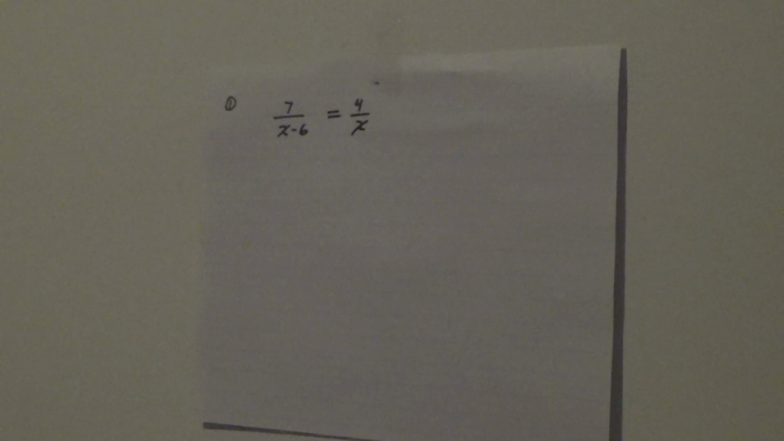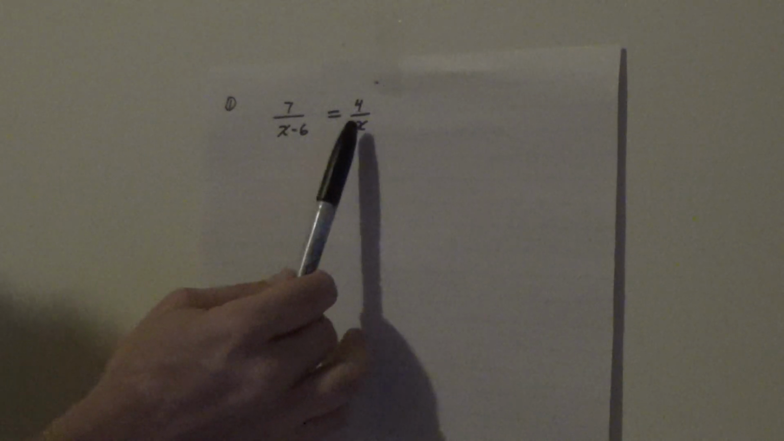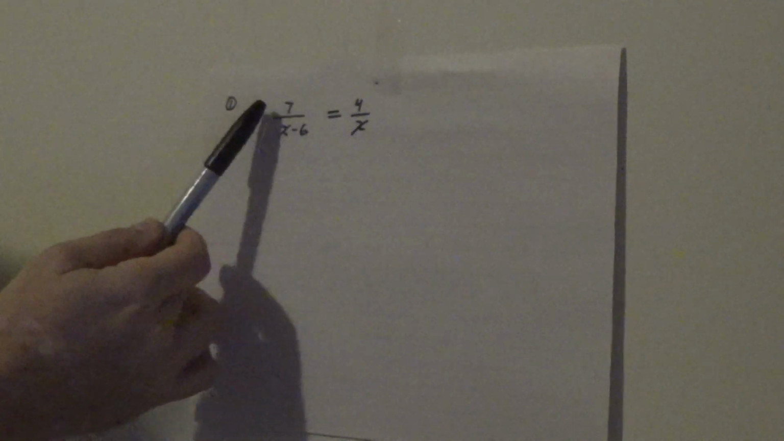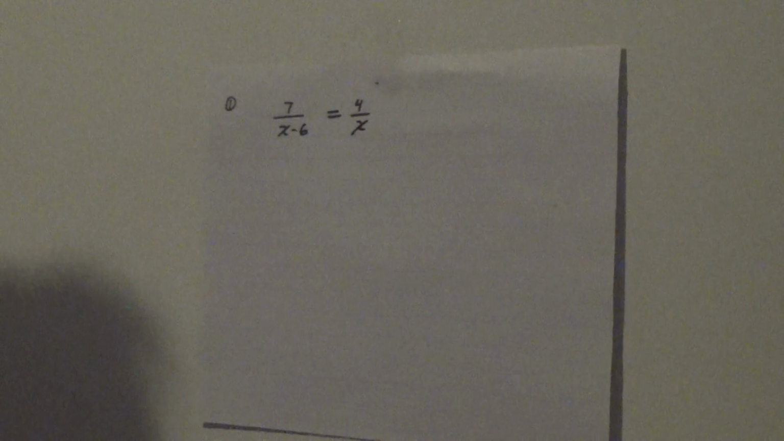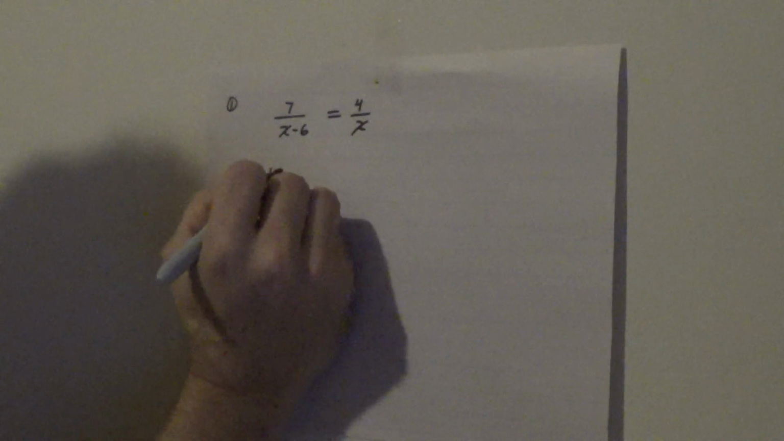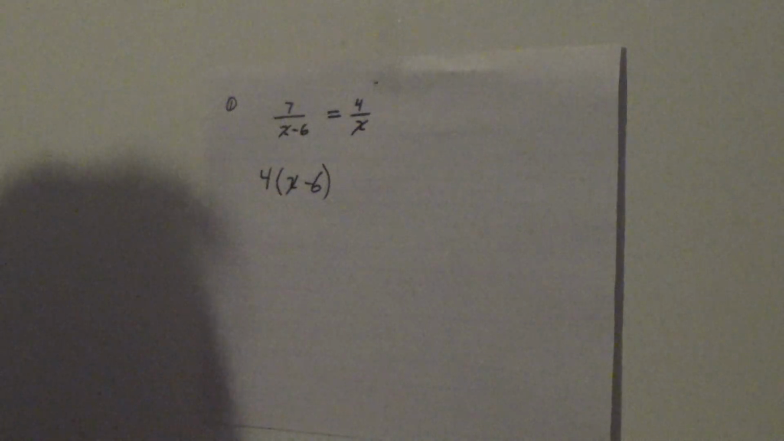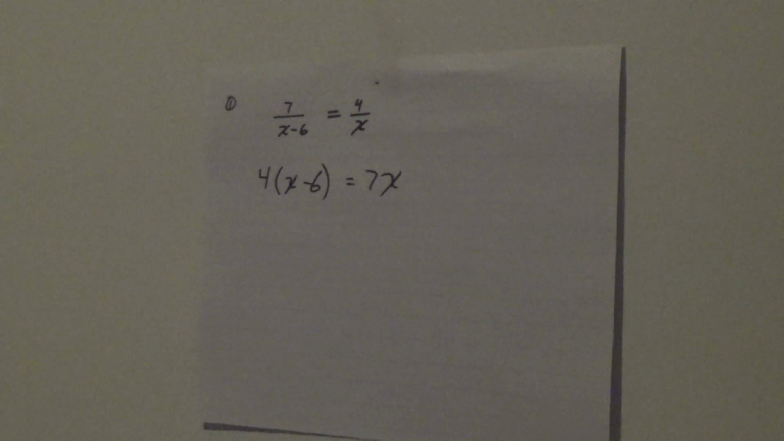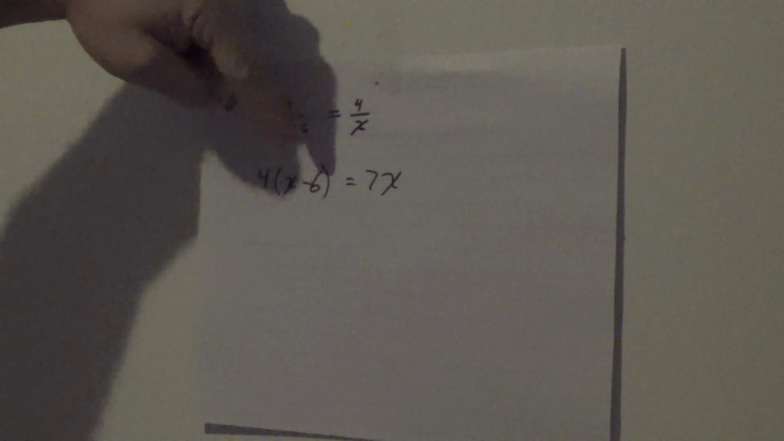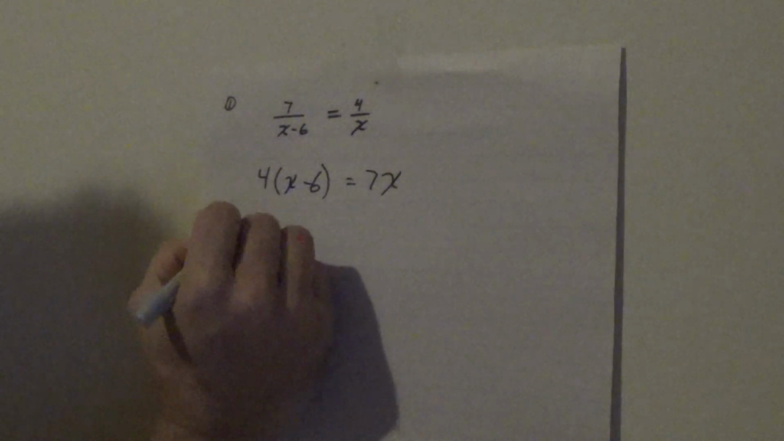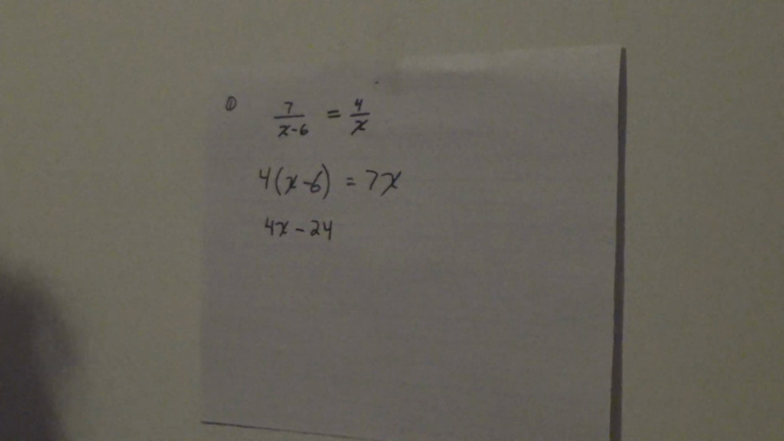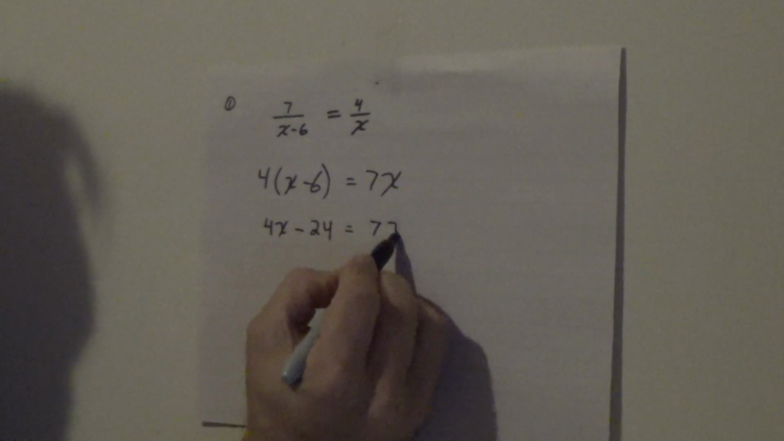So with this one, we're going to cross multiply, which just means we're going to multiply the numerator on the right by the denominator on the left, and the numerator on the left by the denominator on the right. So I'm going to get 4 times x minus 6 equals 7x. That is my first step. I then need to distribute that 4 into that set of parentheses. So I get 4x minus 24, and that will equal 7x.